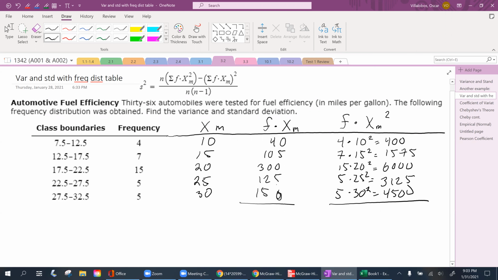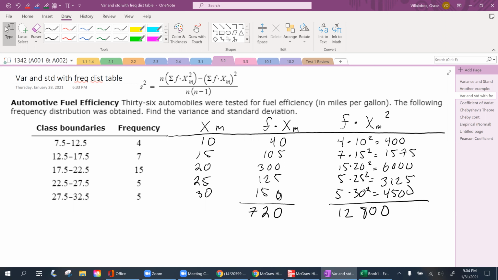So that's going to give me 40 plus 105 plus 300 plus 125 plus 150. This gives me 720, right? The last column gives me 5 plus 12,800, right? 12,800.